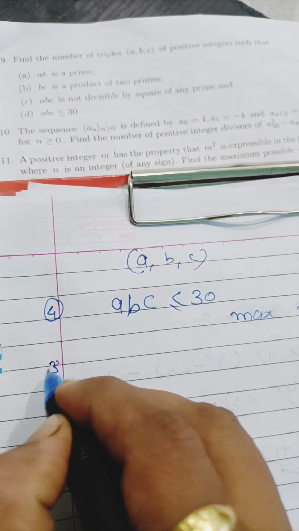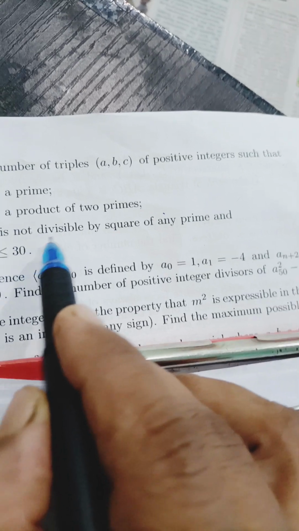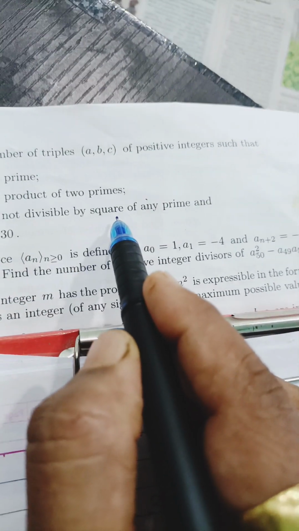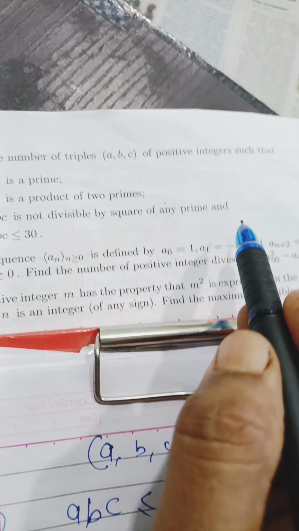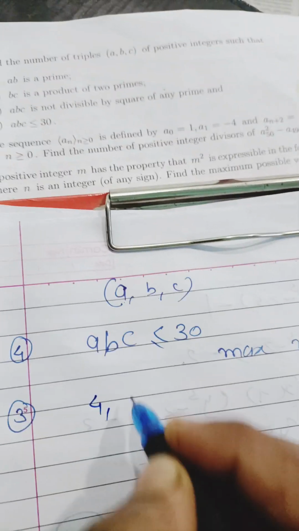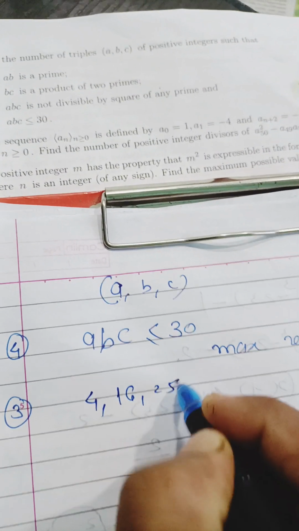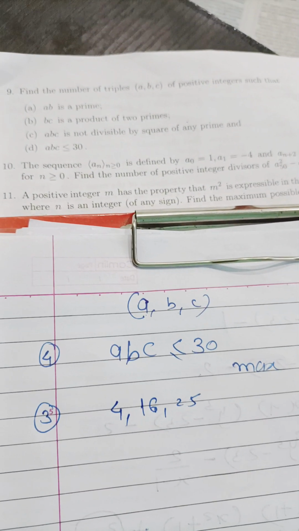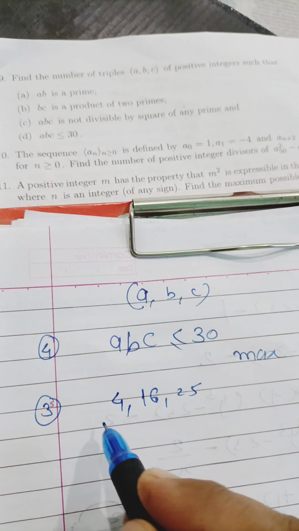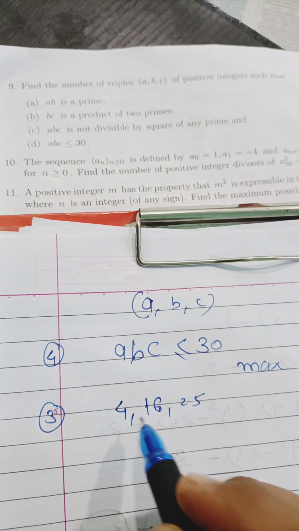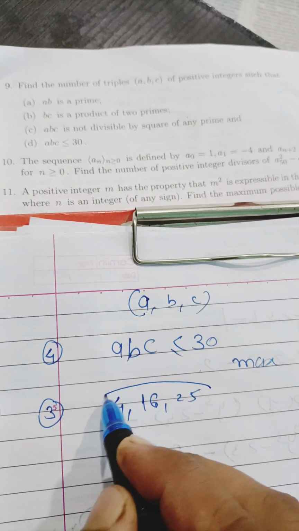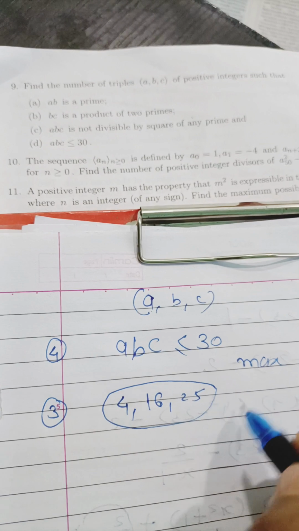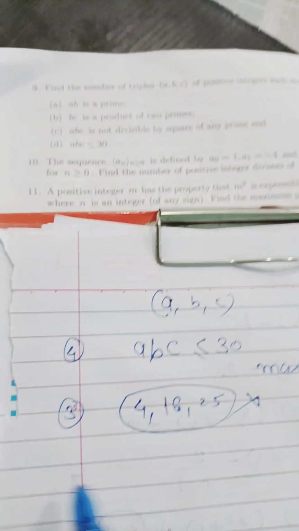Third condition. What is the third condition? Their multiplication should not be divisible by the square of any prime. Okay. So we can't take 4, 16 and 25 as A, B or C, as 4 and 16 are divisible by 4, which is the square of 2, and 25 is the square of 5. So these three numbers we can't take at the place of A, B, C.